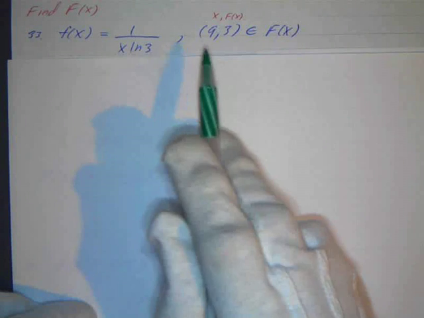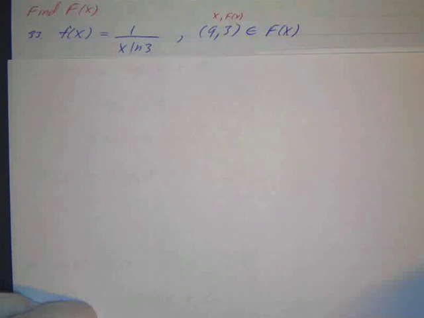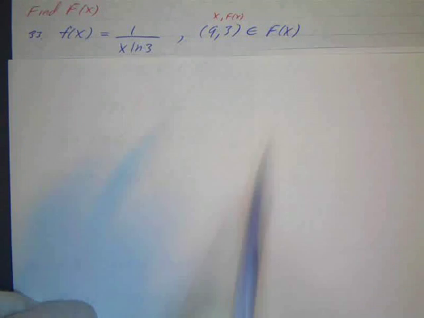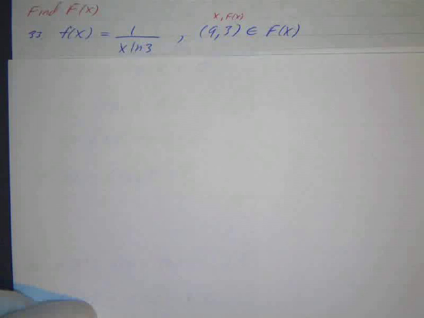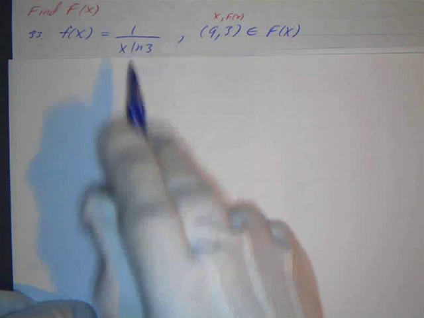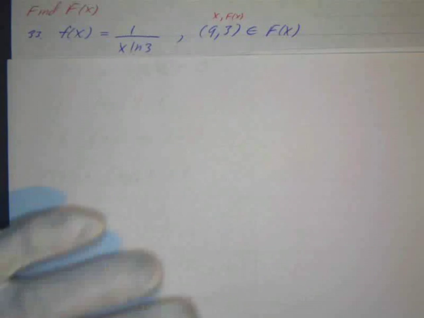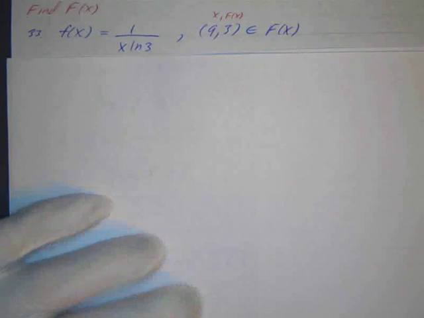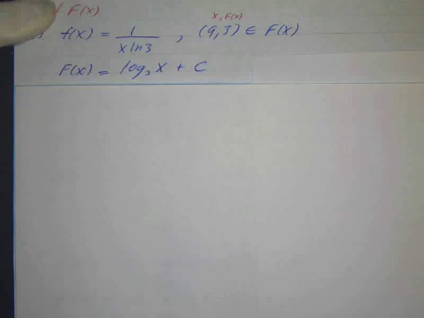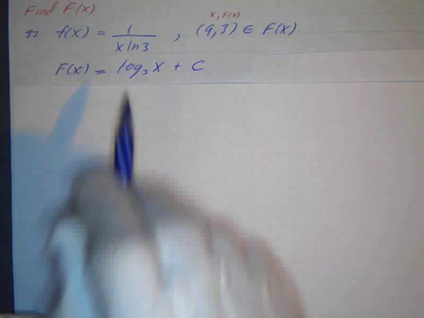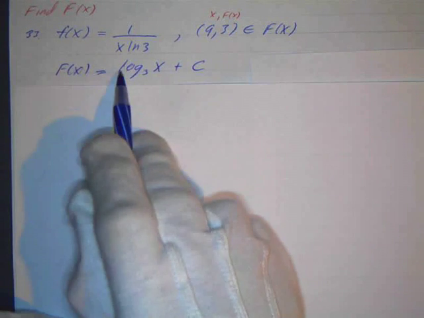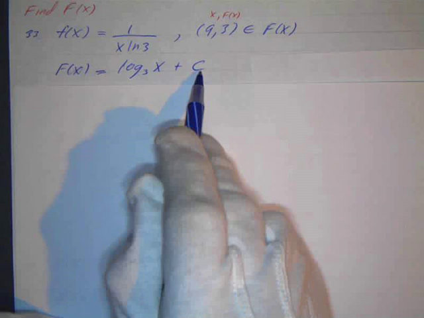But with the values that we have over here, with our initial value, so to speak, it's going to be a little more conducive to log to the base 3 rather than the natural log, because this works out a little nicer with that. But both would work. All right, so the antiderivative of this would be log to the base 3 of x plus c, and you can always check it.